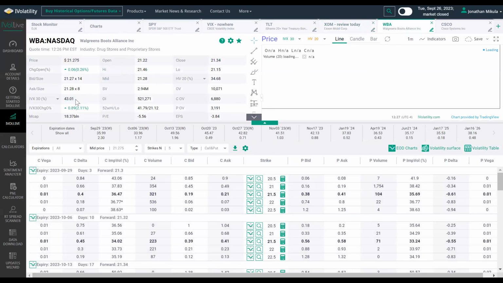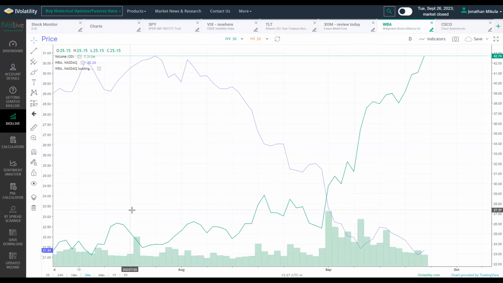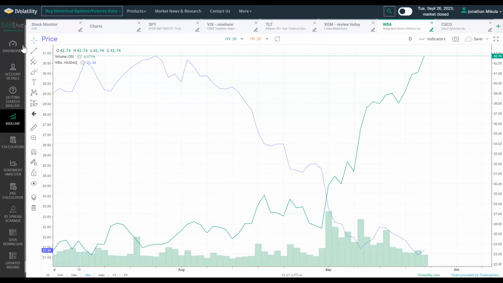You have IVX at 43, you have historical volatility at 34. It's a bit more stretched than what we saw with Exxon, but it's the same general idea. So what that means is that when I pull up our 3-month chart, I know I'm going to see a moment where there's a kiss, right? And there it is.